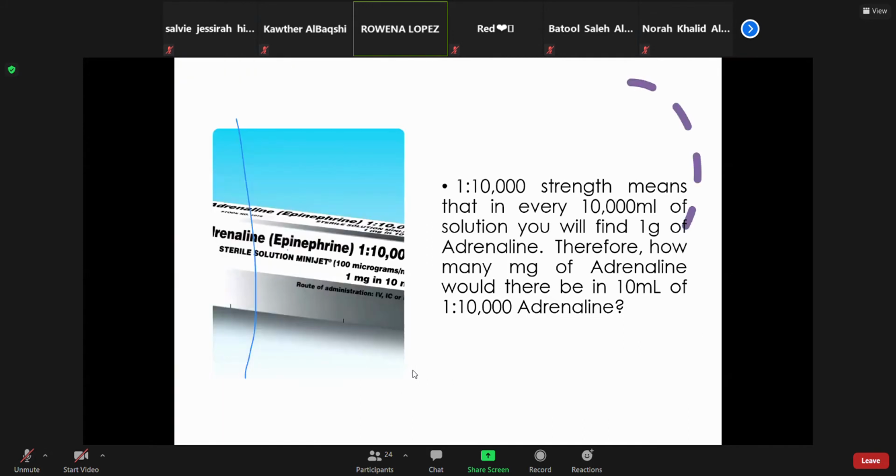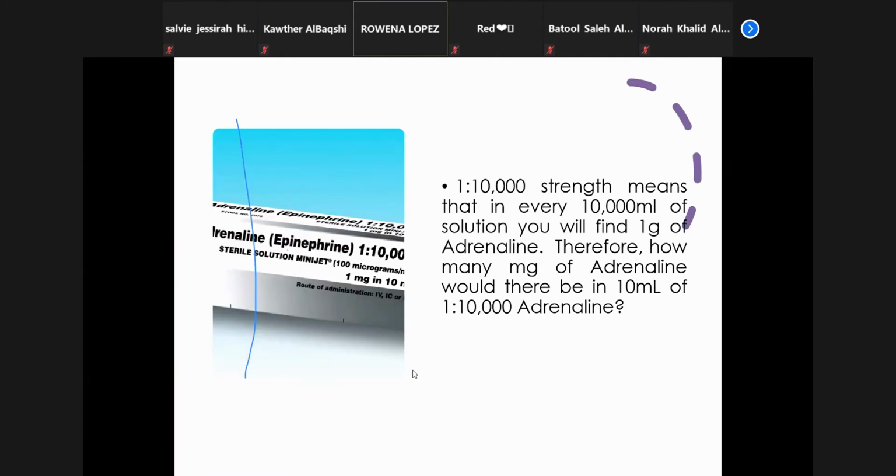Okay, another. 1:10,000 strength means that in every 10,000 ml of solution, you will find 1 gram of adrenaline. Therefore, how many milligrams of adrenaline would there be in 10 ml of 1:10,000 adrenaline? Repeat, 1:10,000 strength means that in every 10,000 ml of solution, you will find 1 gram of adrenaline. Therefore, how many milligrams of adrenaline would there be in 10 ml of 1:10,000 adrenaline?